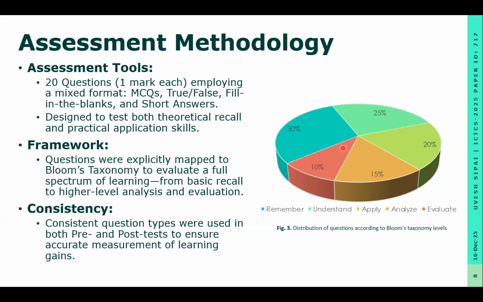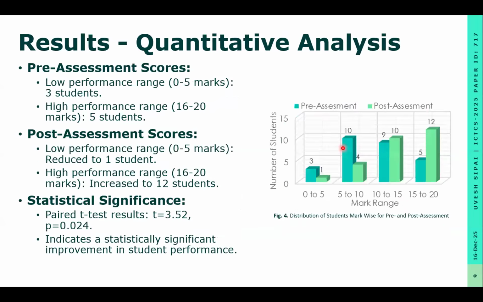Here is the distribution of various questions along the various Bloom's taxonomy levels. We considered 20 questions in the pre- as well as post-assessment, which include 1-mark questions, a mixture of MCQ, true/false, fill in the blanks, and short answers. We maintained this consistency, meaning the post-assessment questions are also in the same pattern.